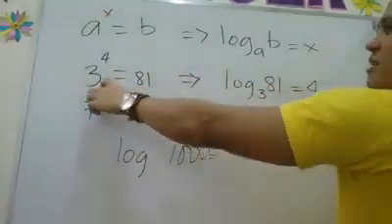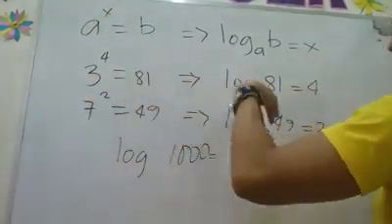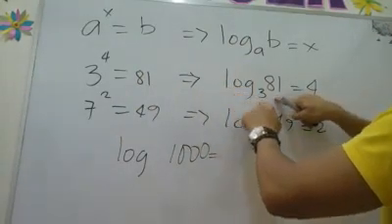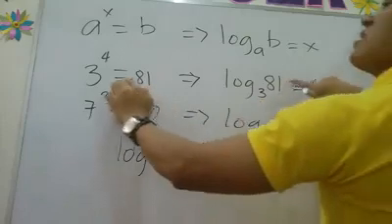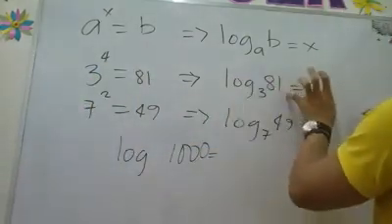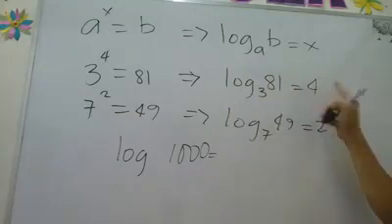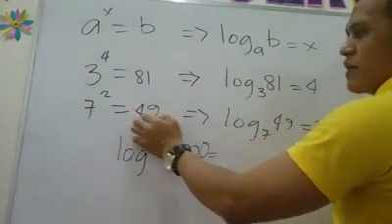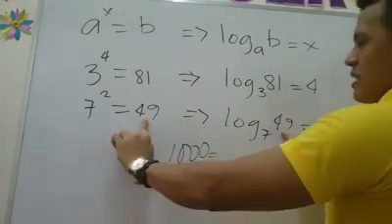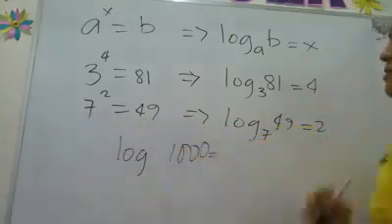Now, if we have 3 raised to 4 is equal to 81, convert that into logarithmic form: we have log 81 to the base of 3 is 4, because the logarithm is always the same as the exponent. Next one, 7 raised to 2 is equal to 49. That is equal to log 49 to the base of 7 is equal to 2.